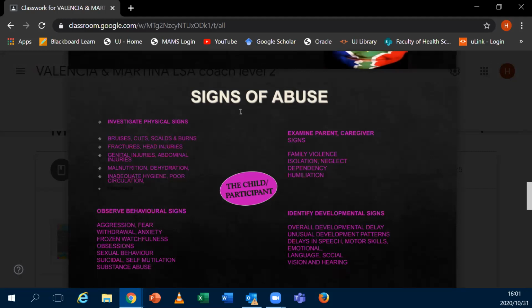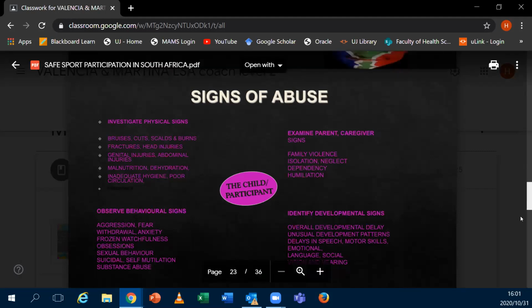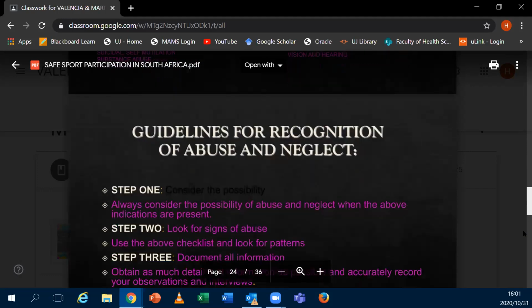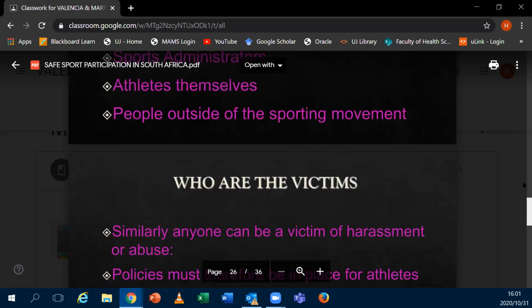Okay, so then we go through the different signs of abuse, and I'm not going to go through that again. You can just read through all of this. How to recognize abuse and neglect. So there are a couple of steps that you can go through as well.